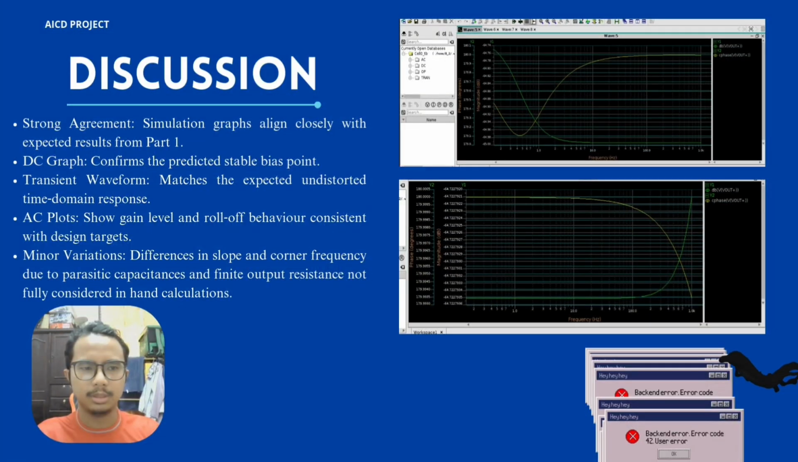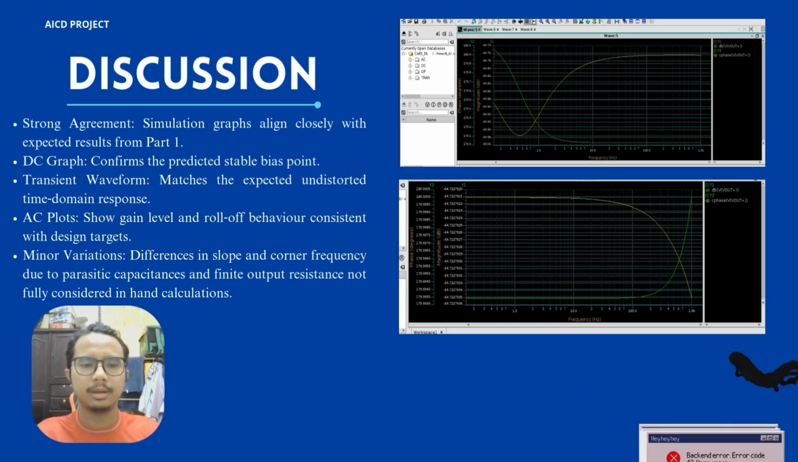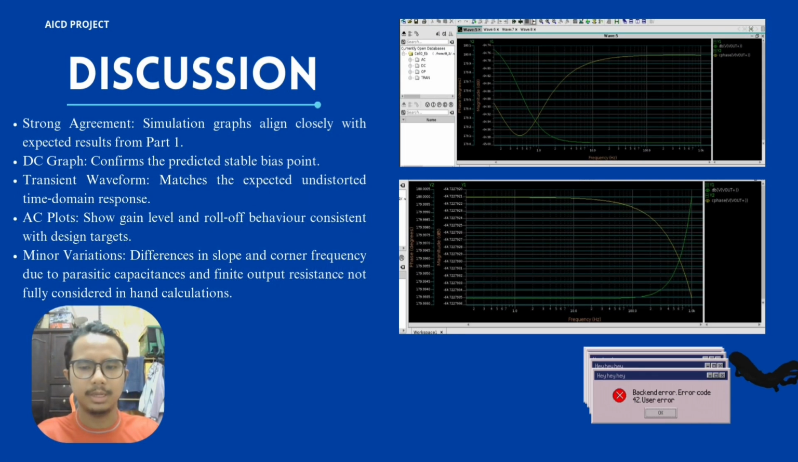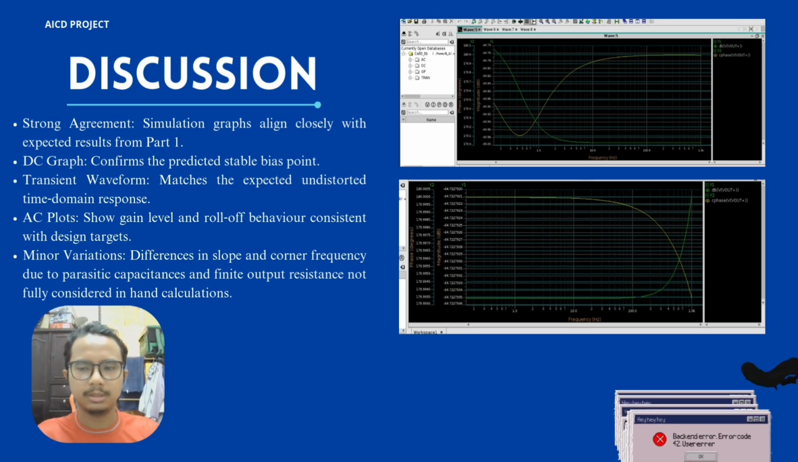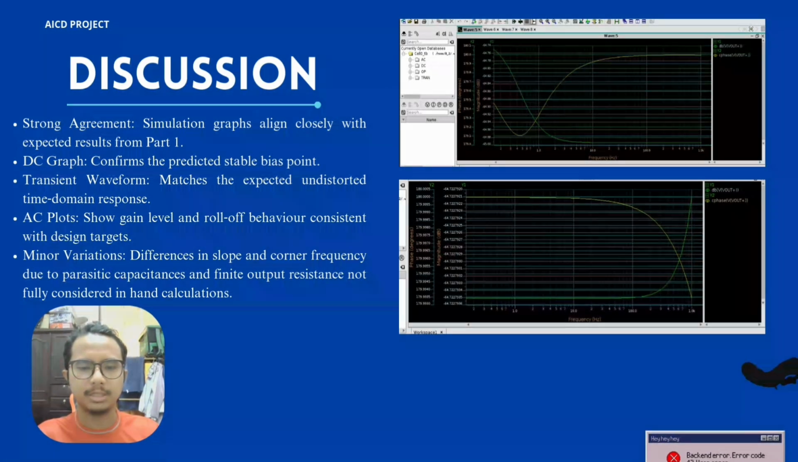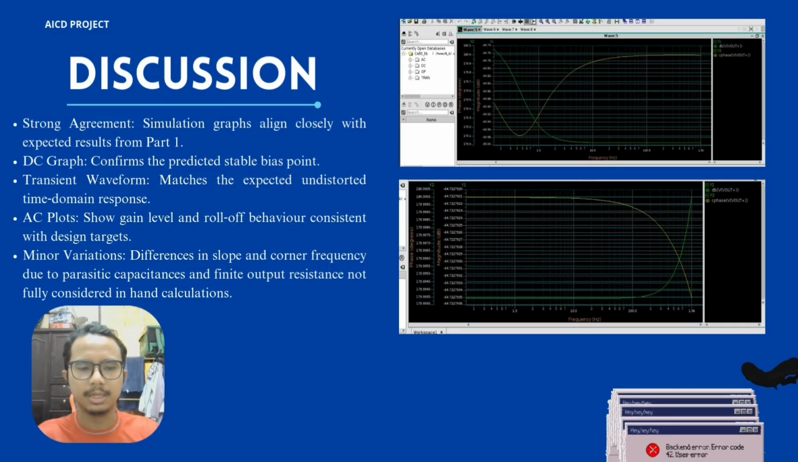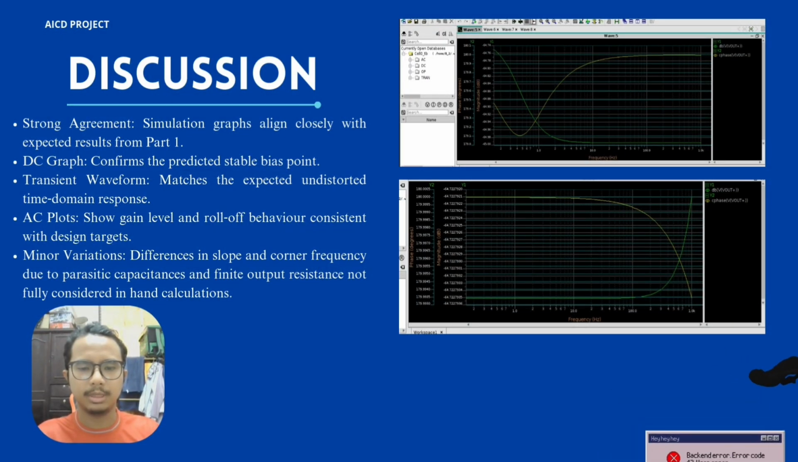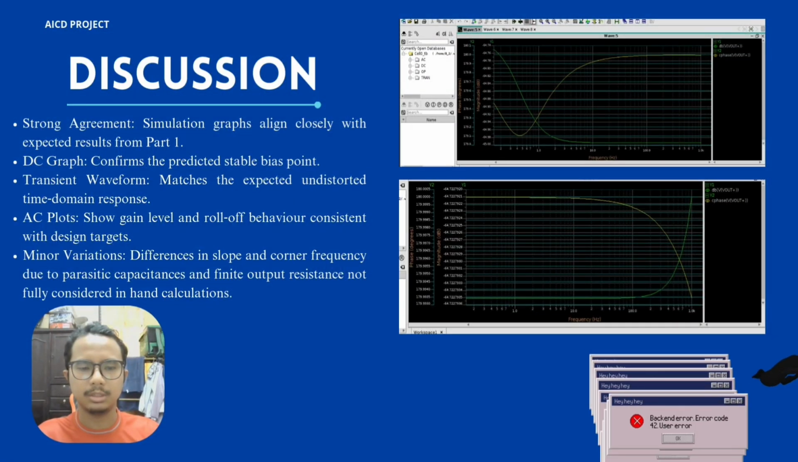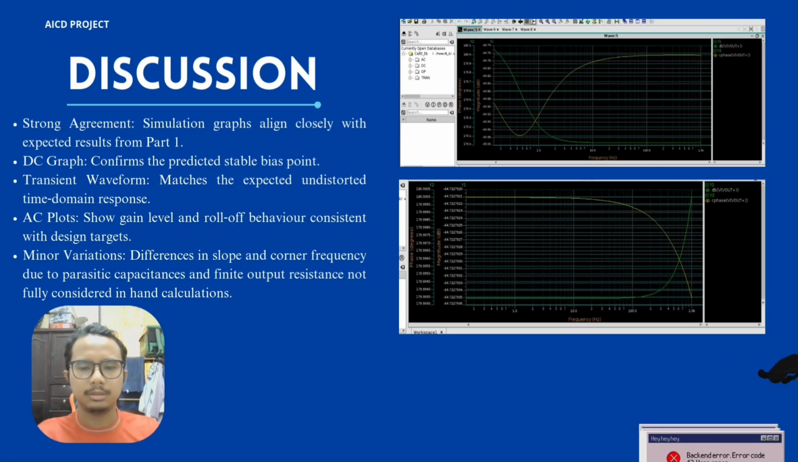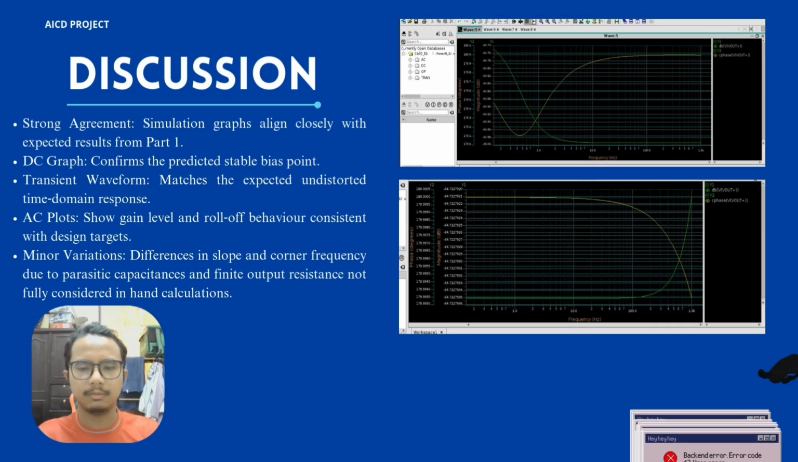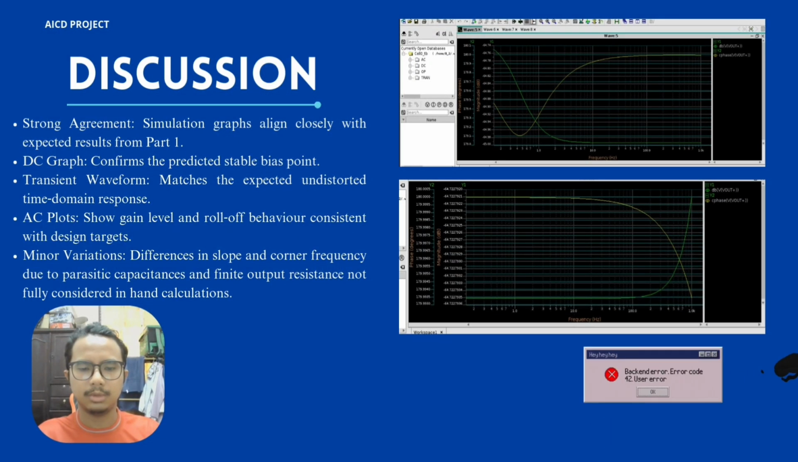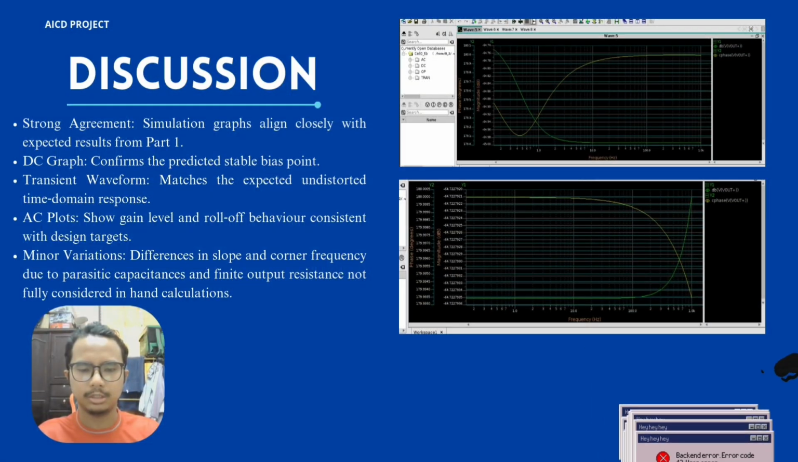I am Ahmad Fakrul Najmi, and this is the discussion of our project. When comparing the simulation graphs with the expected result proposed in Part 1, strong agreement is observed. The DC graph confirms the predicted stable bias point, the transient waveform matches the expected undistorted time domain response, and the AC plots demonstrate a gain level and roll-off behavior consistent with the initial design targets. Minor variation in slope and corner frequency can be attributed to non-ideal effects such as parasitic capacitance and finite output resistance, which were not fully accounted for in the preliminary hand calculation.